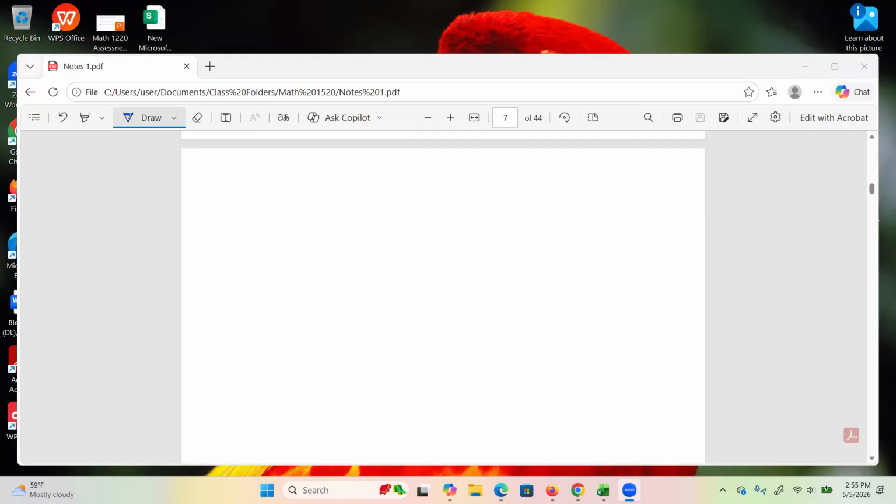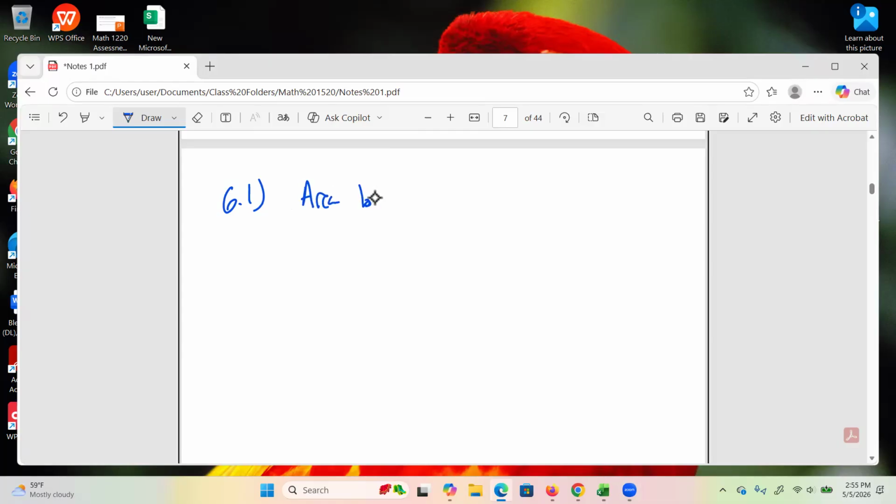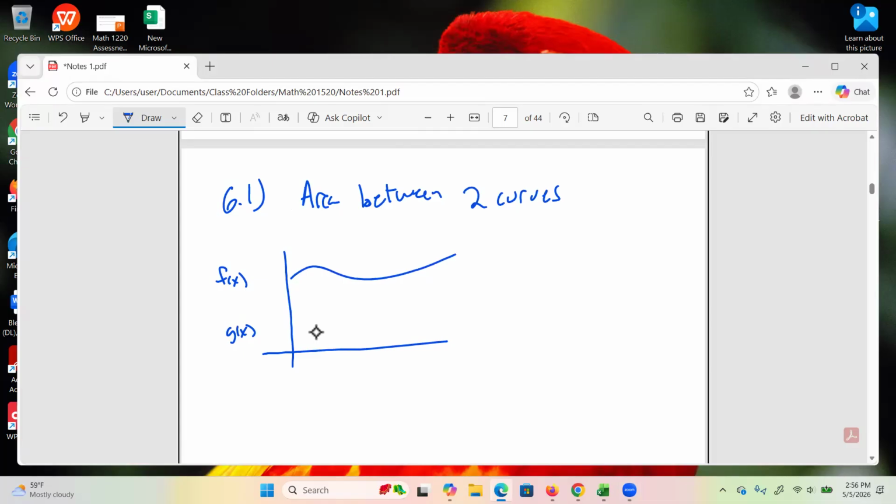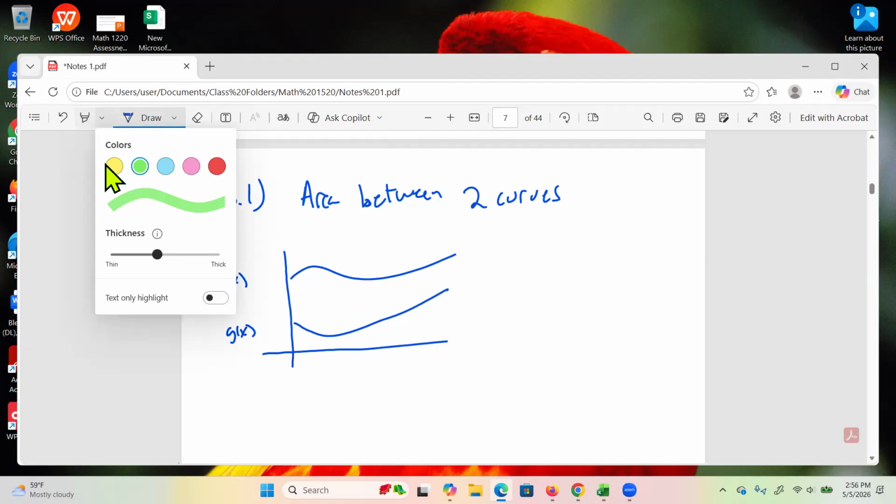Our first section today is going to be 6.1, finding the area between two curves. The idea here is that we want to figure out the area between two curves. If we have a function f of x and a function g of x, and we'll just draw the potato function in here, we might do something like that. And we want to figure out the area between these two.